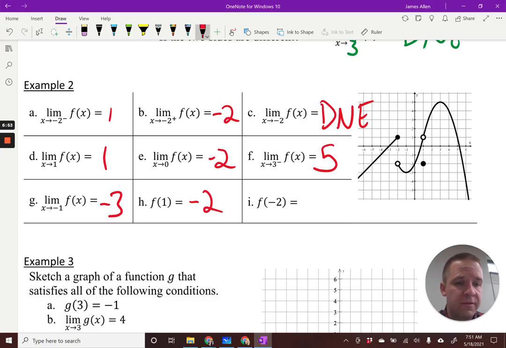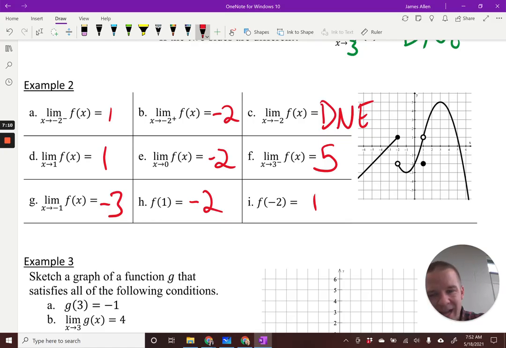F of -2. All right, again, I've got two different spots here. Well, it's not going to be the hole, because there's no value there, but it is 1. Done. First example. That's some good stuff right there.